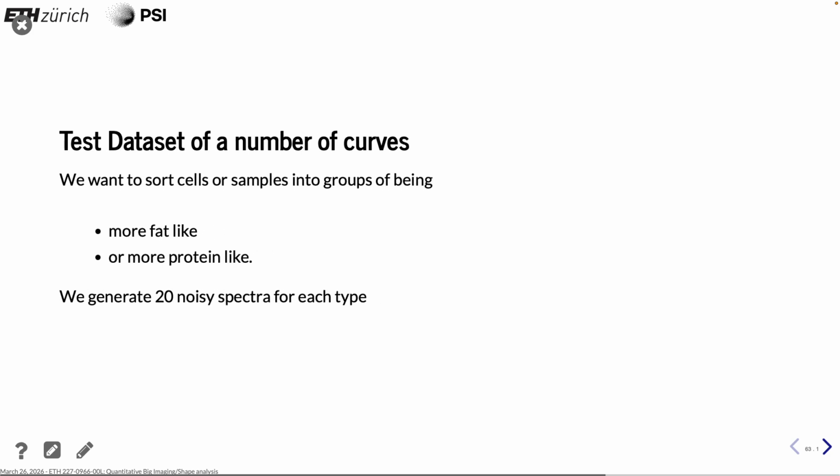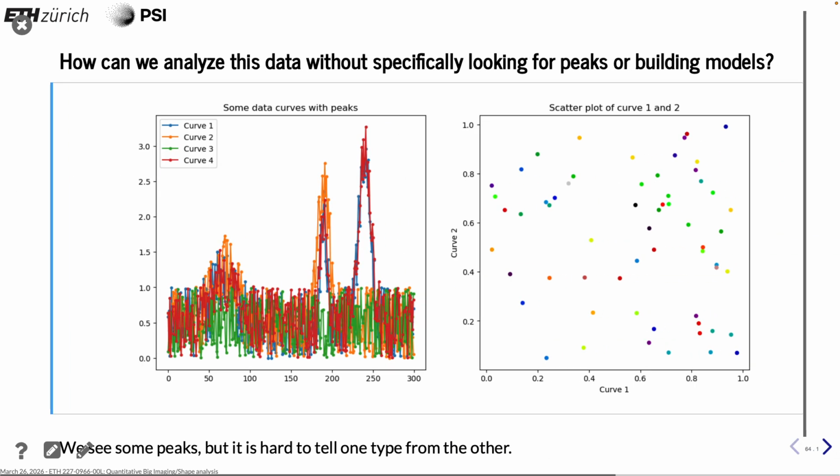And what happens if we have many measurements and want to look at that and tell if one cluster is more fat-like or more protein-like, and we simulate a lot of spectra? Then what we get first is really noisy data, and it's really hard to tell: does this really belong to this or this class? If you compared just two curves against each other, you don't see any correlation at all.